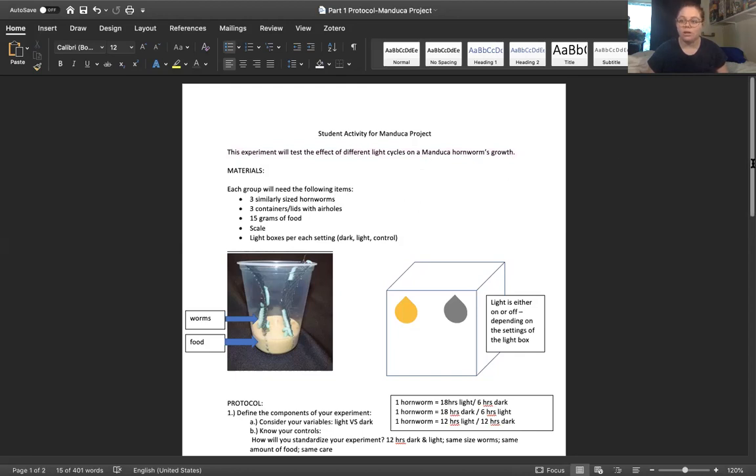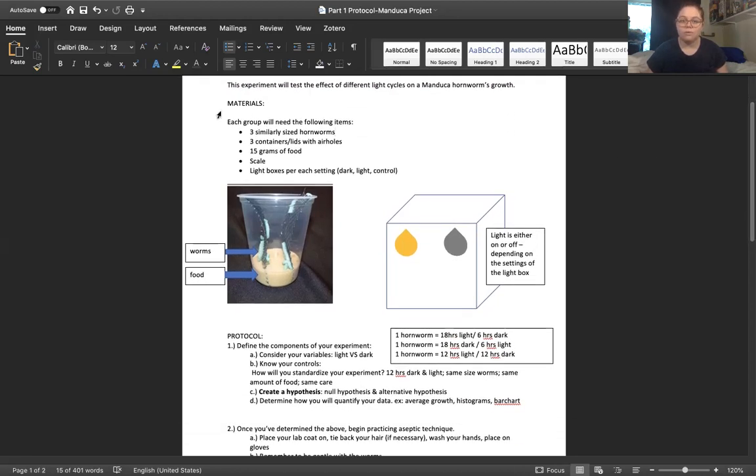And moving on, these are the different materials that you'll need for this experiment, but I'm just going to touch back on them when I go step by step in the protocol. But just generally, you're going to need 3 hornworms. You're going to need 3 containers for them to live in, one container per worm. You're going to need 15 grams of food to start off with, because you'll always feed these worms 5 grams each. You'll need a scale to weigh them daily, and you'll need your different light boxes.